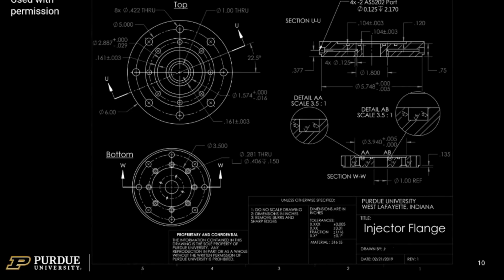Here's a much more complicated drawing. This is from a lab out at Zucro. We got this with permission. This is a part of a stack to test a rocket motor. So it's kind of the top part of an injector. There's ports on the side that put in either oxidizer or fuel. You can see that we have to have cross sections. There's finish callouts. It's fairly complicated.